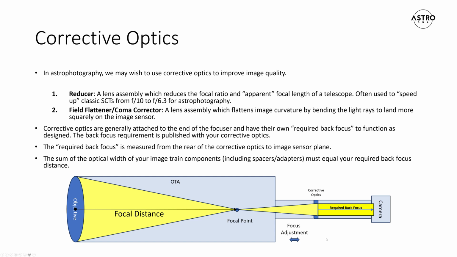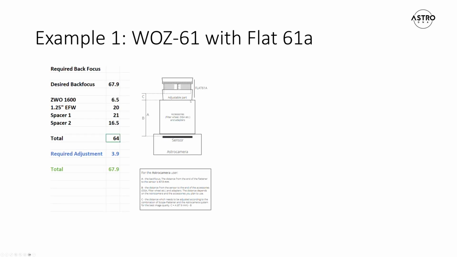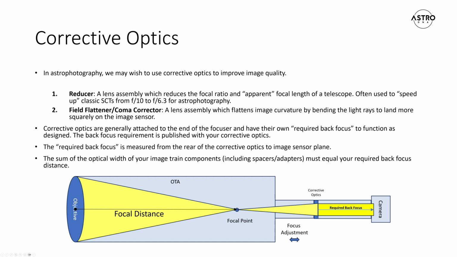Okay, so let's take a couple of examples. One of my telescopes, the William Optics Zenith Star 61. I use a Flat 61A, a field flattener with it, and very simply, there's a required back focus published with the Flat 61A, which is 67.9 millimeters. Now, my optical train has a number of things in it, and I'll illustrate this.